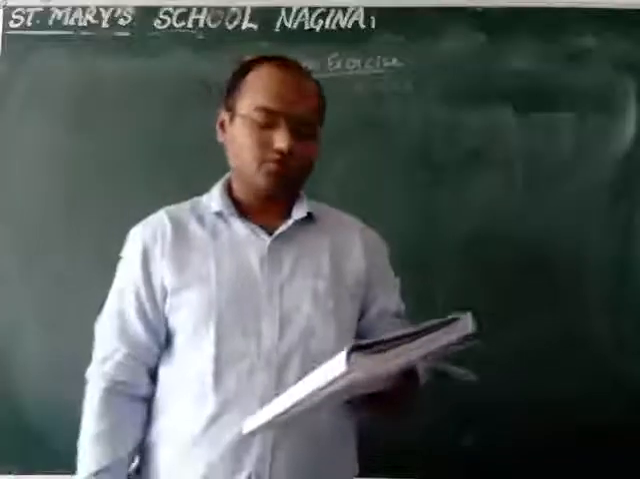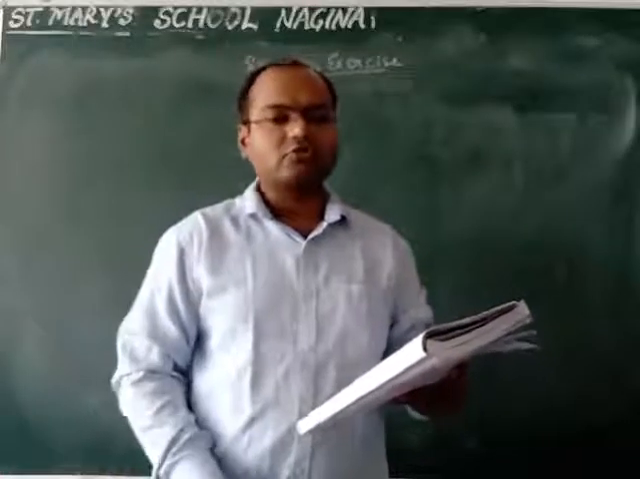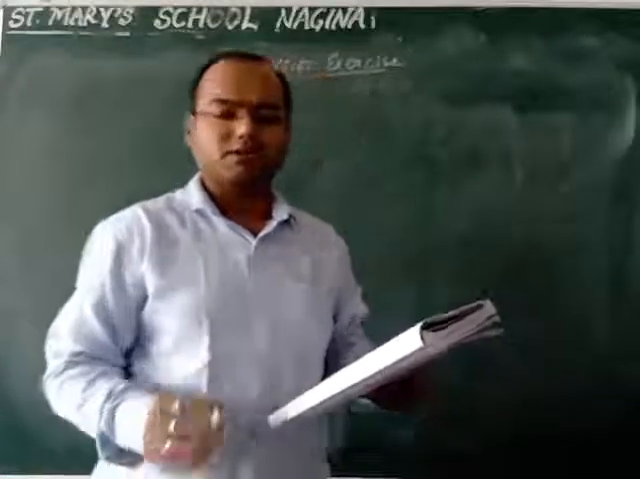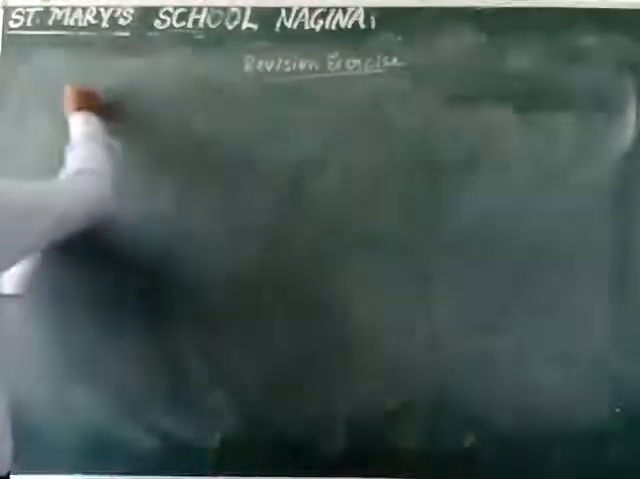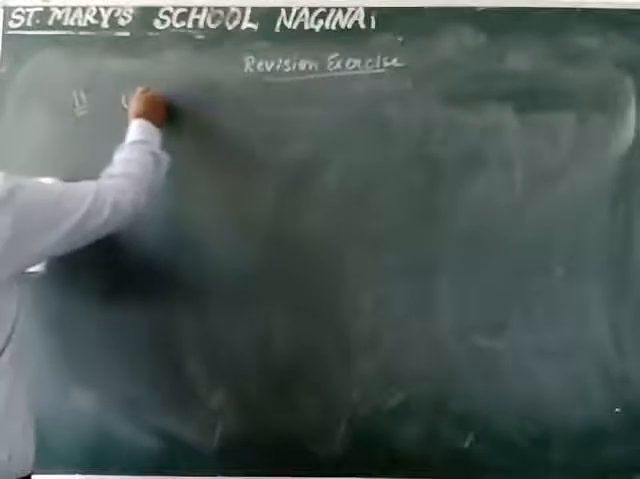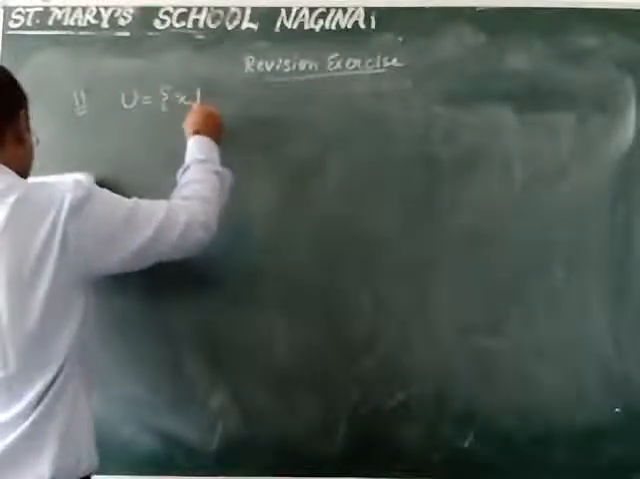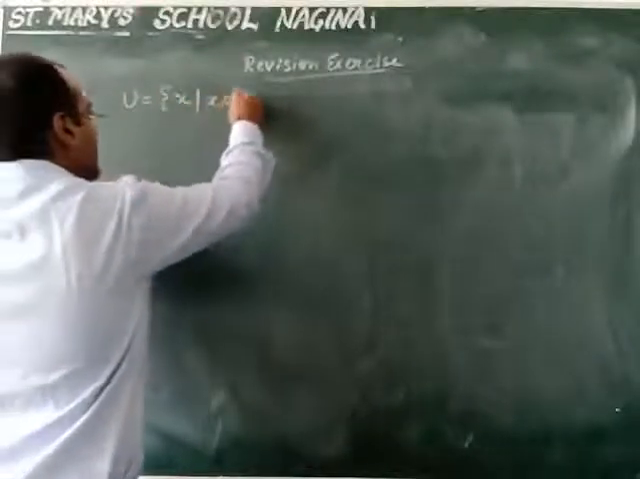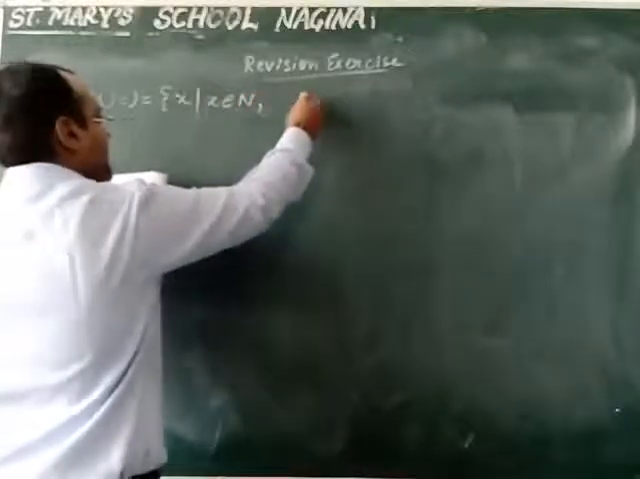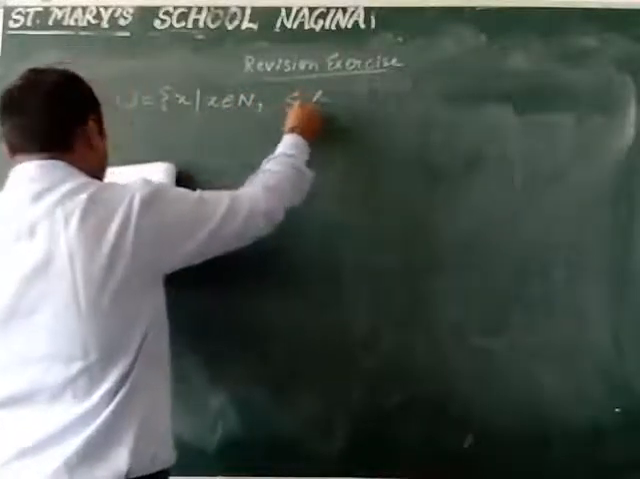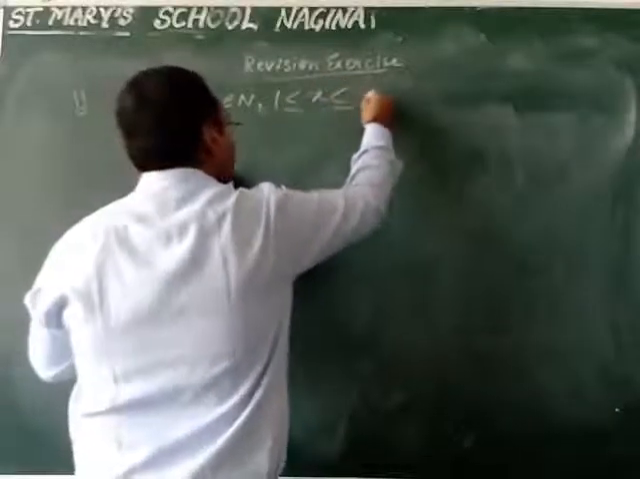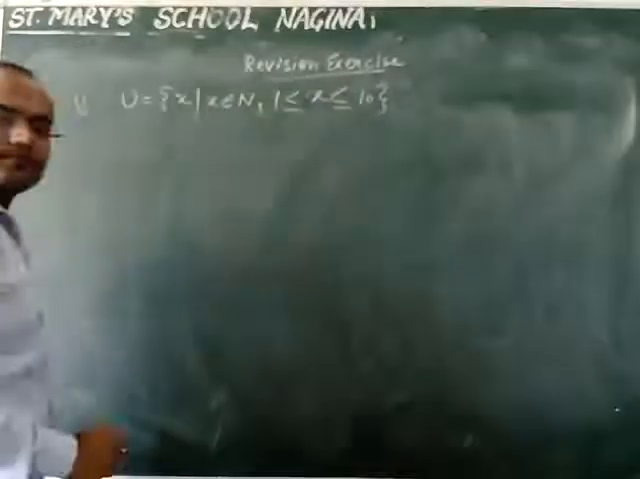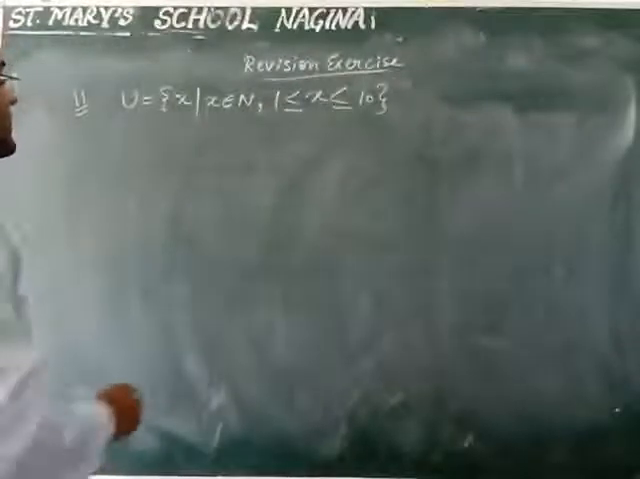Now all of you see question number 11. Rest of the questions are same as you had done in the previous exercise. So 11th question is different. I am explaining you question number 11. 11th question, U is equal to x such that x belong to N and x is greater than equal to 1 less than equal to 10. This is the question.